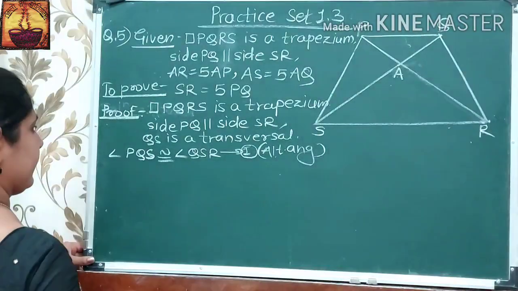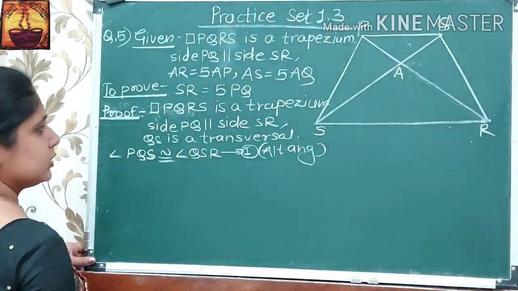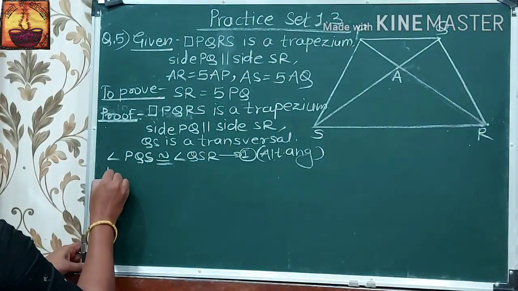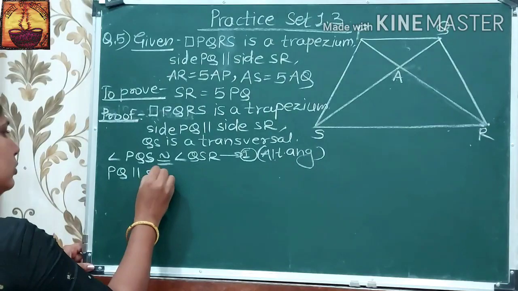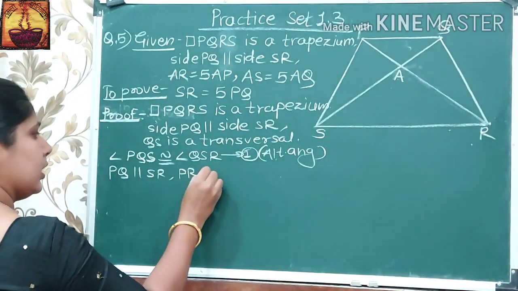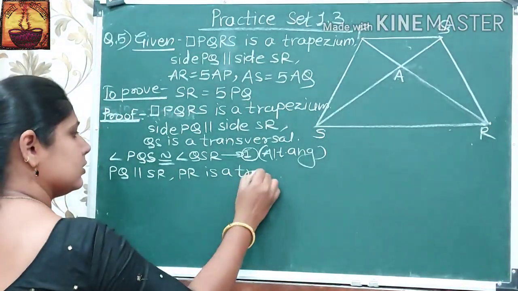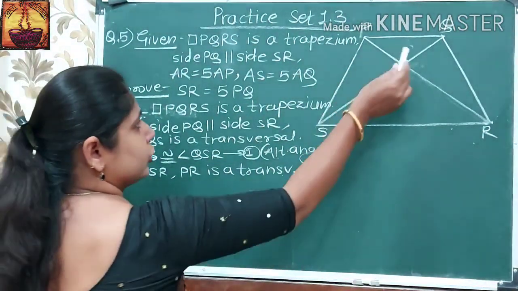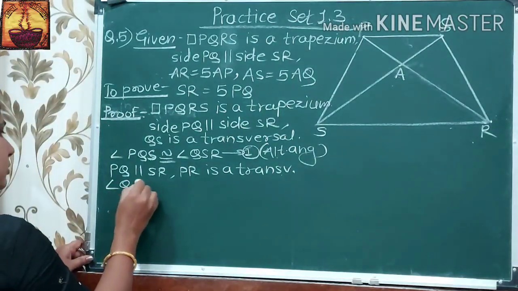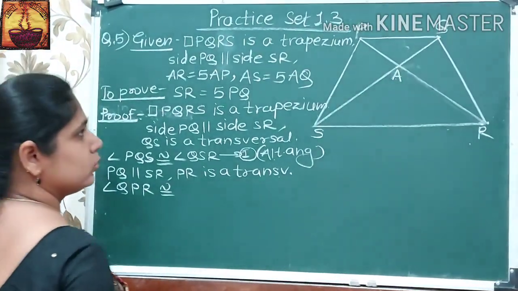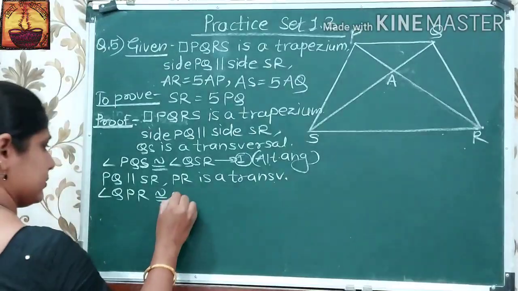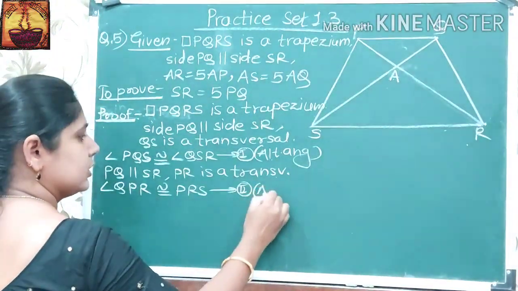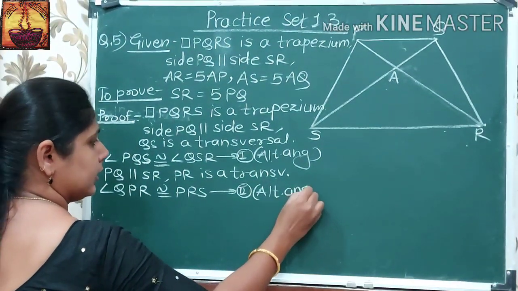Now, PQ is parallel to side SR, and if we take PR as a transversal, then angle QPR is congruent to angle PRS. Write this as number 2. These are also alternate angles.